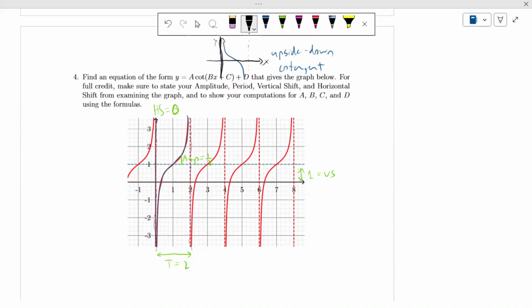All right, so I'm going to copy that stuff down over here. Your amplitude is 1/2 still, your vertical shift is 1, your horizontal shift is 0, and your period is 2.